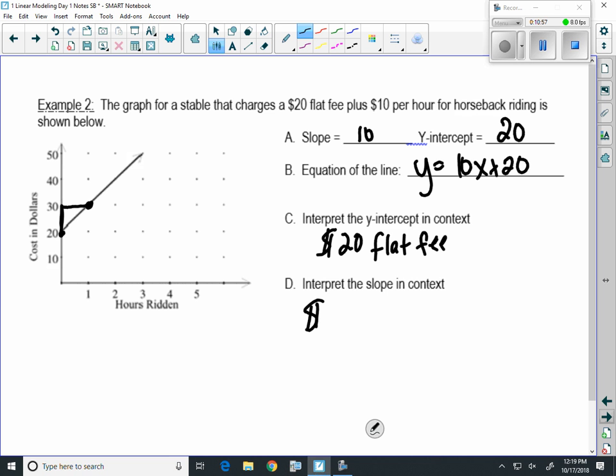Okay. So we'll say 10 per hour for riding. So if you were to sign up with a specific stable, you would pay them $20 initially, and then every time you come to ride, you would pay $10. Too much?